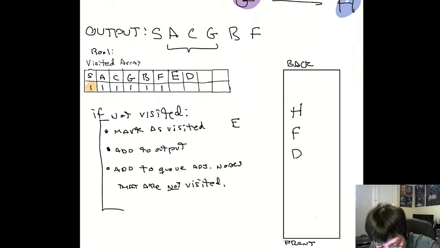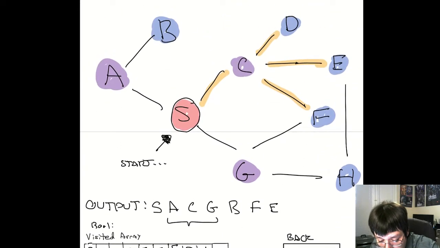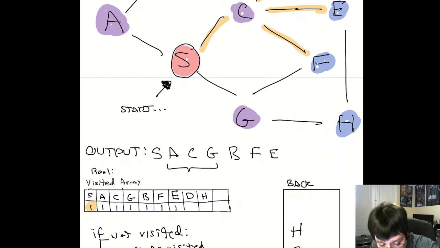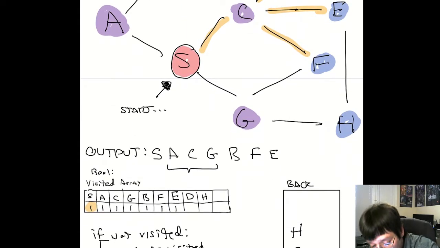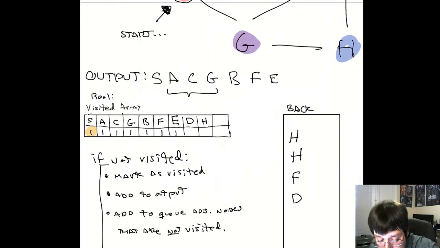E, mark as visited before I forget. Also, I'll add H here, because I should have added it at some point, since we did see that. That's okay. E has been marked as visited now. We can add to the output and then add adjacent nodes to that. That's C and H. C is already marked as visited, but H is not, so we're going to add it in. That's okay again. There's two H's, not a problem.